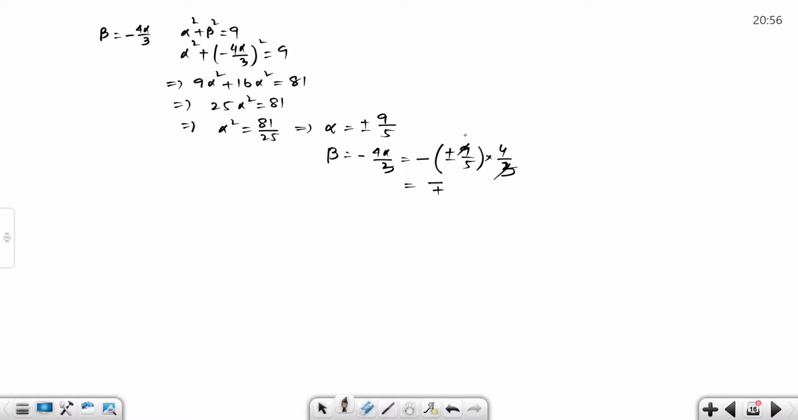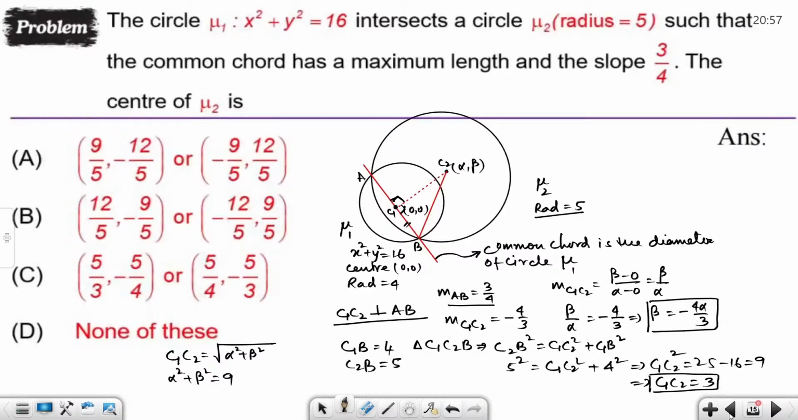So this and this goes off. So minus plus 12 over 5. Am I correct? Therefore, your alpha beta will be either 9 over 5, minus 12 over 5, or it can be minus 9 over 5 comma 12 over 5. Is it clear to all of you? Have you understood how I've approached to solve this sum?